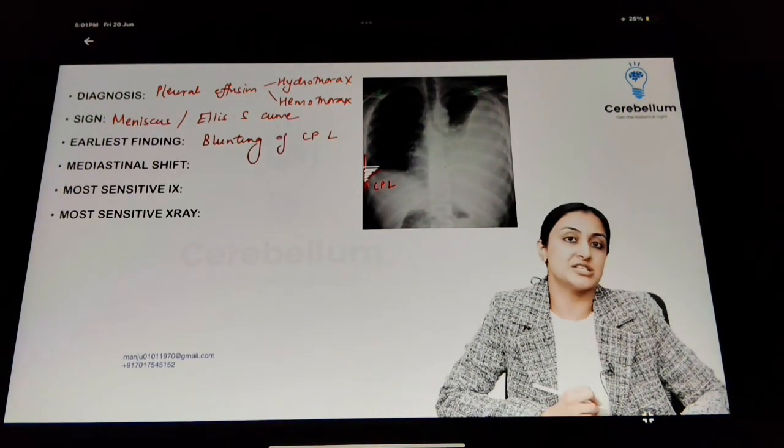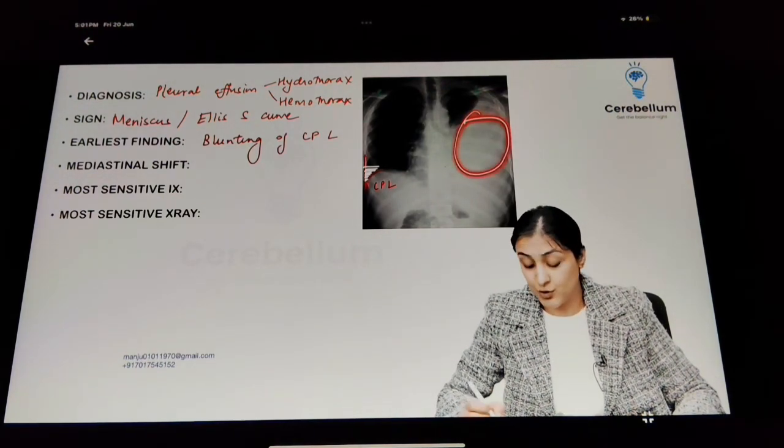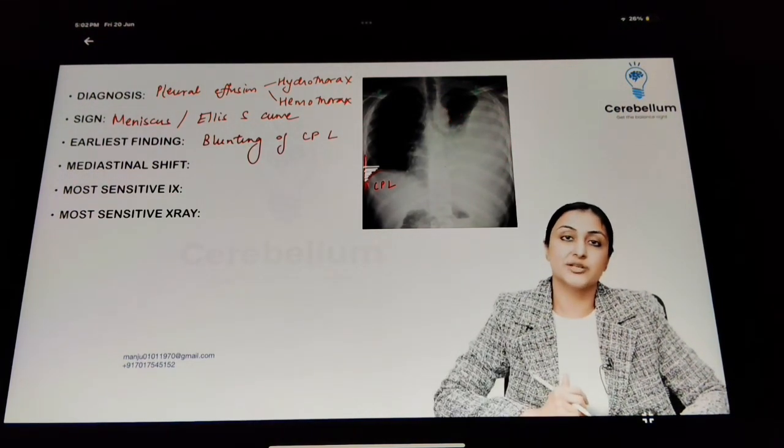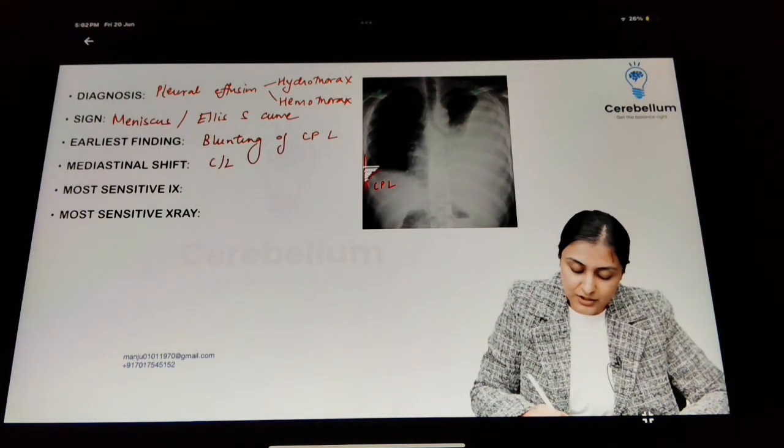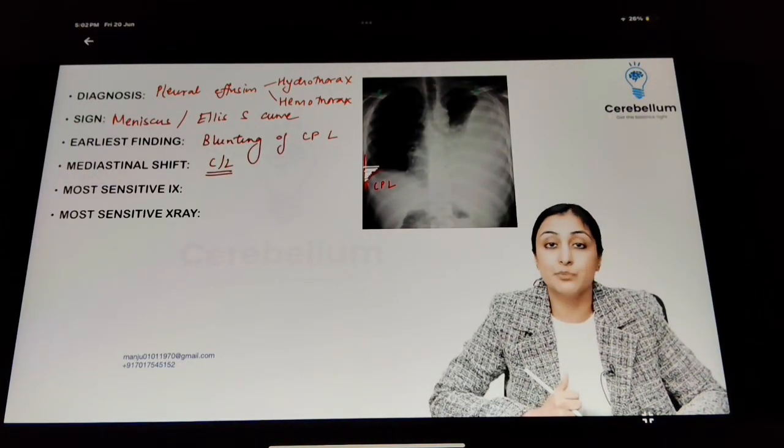So the earliest finding on the frontal radiograph is going to be the blunting of this CP angle here. What will be the mediastinal shift? Anything which is space occupying in the thorax or the pleural space is going to push, right? Pretty logical. It's going to push the mediastinum to the other side. So we are going to see a contralateral mediastinal shift, being pushed to the opposite side.